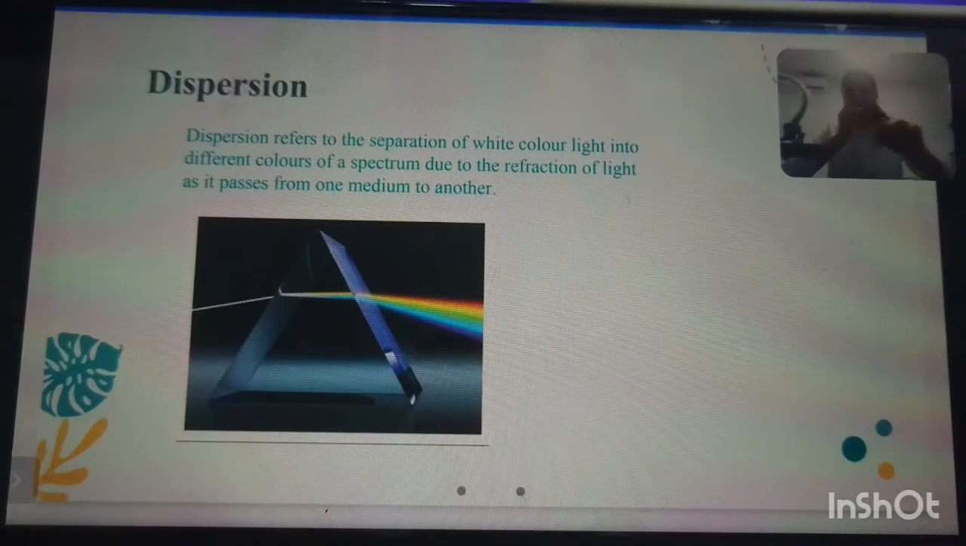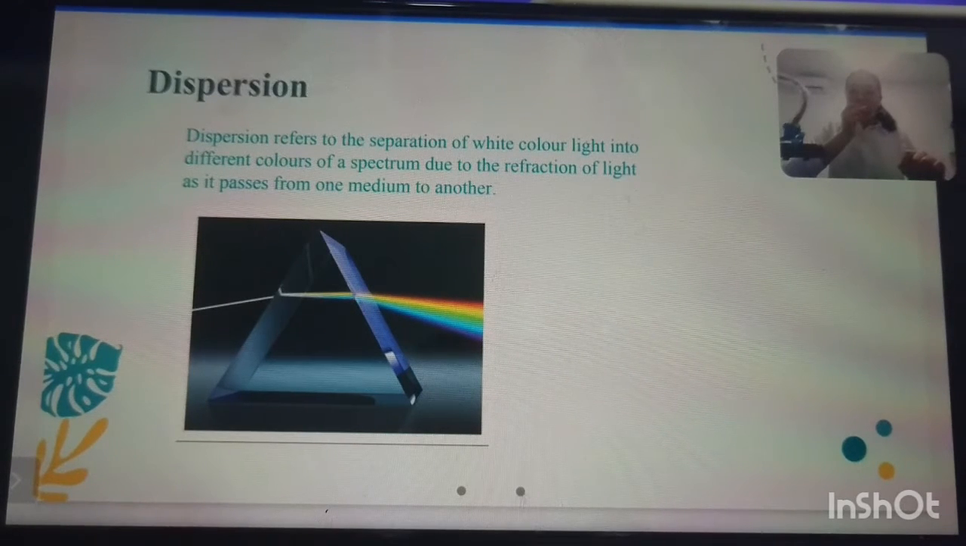Dispersion. Dispersion refers to the separation of white-colored light into different colors of a spectrum due to the refraction of light as it passes from one medium to another. So when we have white light, as it passes from the boundary between the air and the glass, the prism is the glass, it will bend.